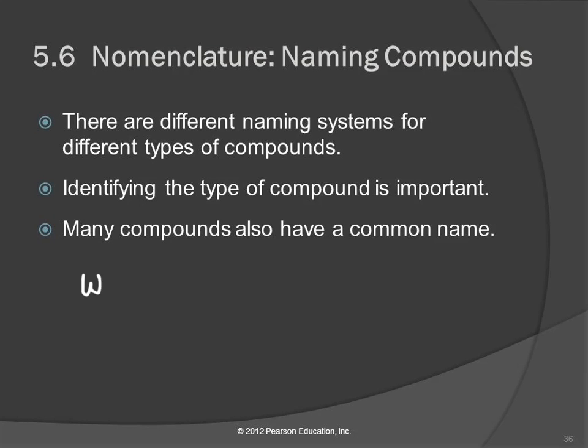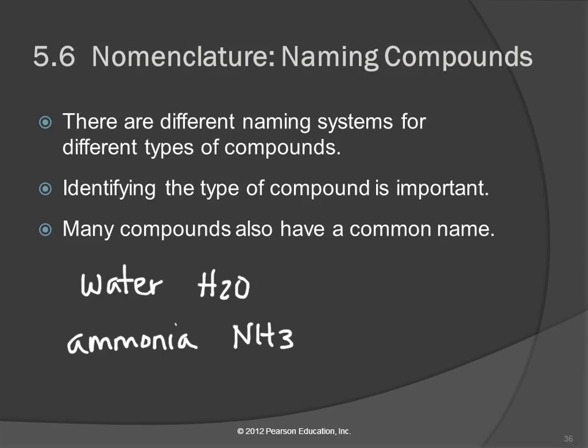One of them is water, and the water has the formula H2O, and ammonia is NH3. And so those are two common names that are used as the official name. They are so common that if we actually called them by their systematic name, it just sounds very strange. Because water would be dihydrogen monoxide.